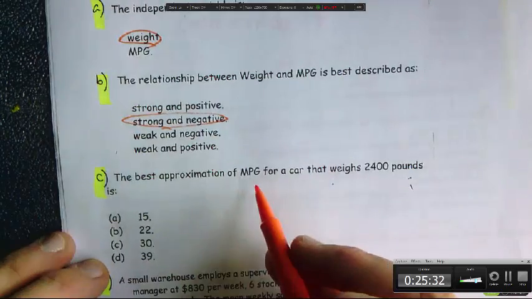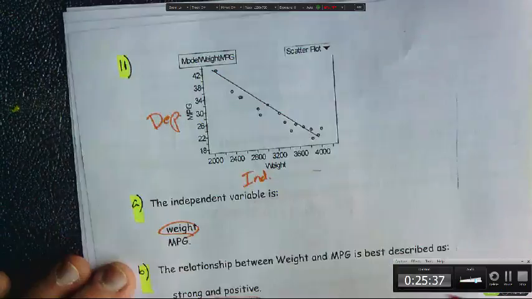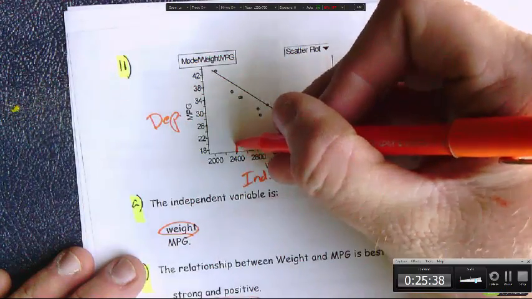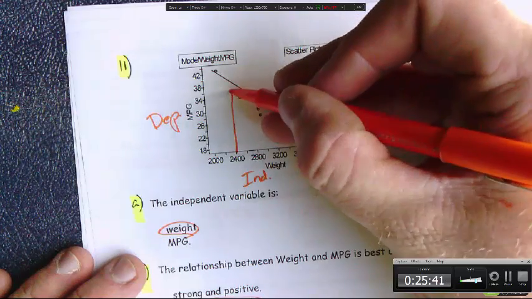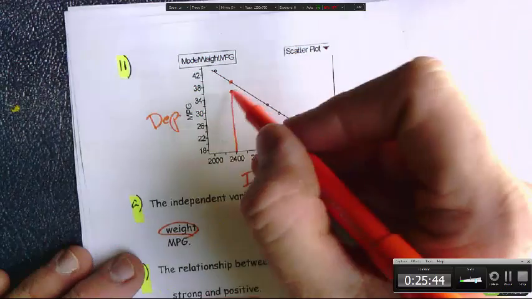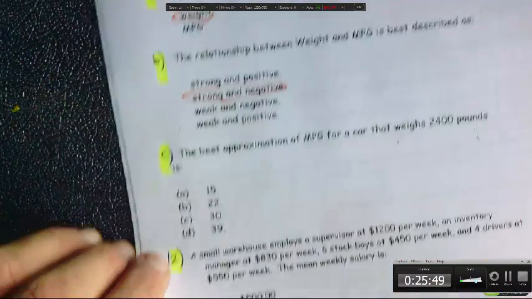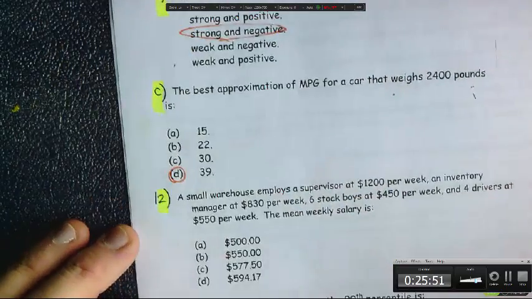The best approximation of miles per gallon for a car that weighs 2,400 pounds. You get 2,400 pounds. The approximation, is it the point that occurred or is it the line? It's the line, correct. So we go up to here, we go over. It's somewhere slightly above 38. 39.